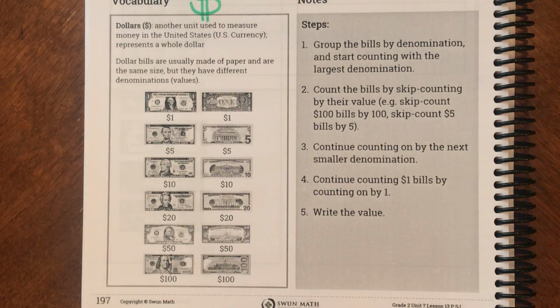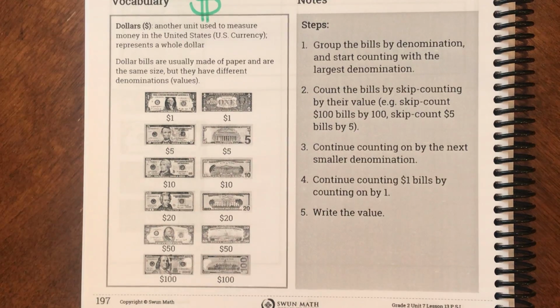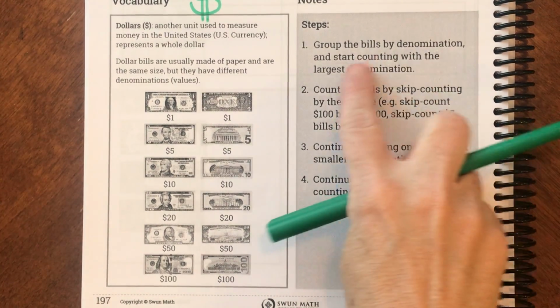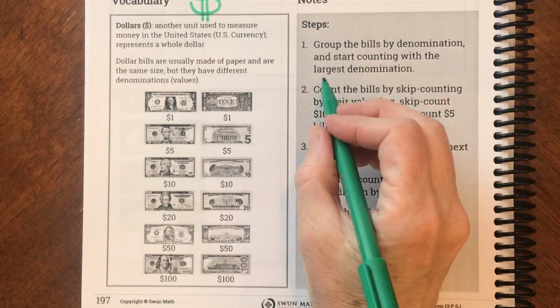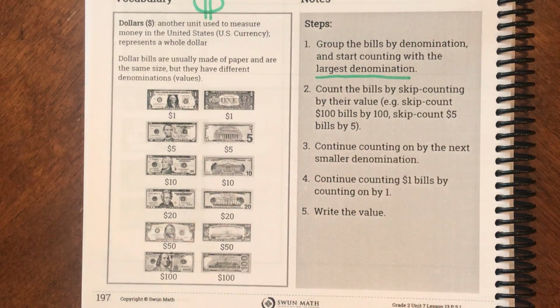So our steps today say that we are going to group the bills by denomination and start counting with the largest. Okay, so just like we did coins, we started with the largest. But just like coins, we can't rearrange them either because they're on the worksheet. So it's not like I can move the worksheet around. So we're going to have to be a little creative with that.